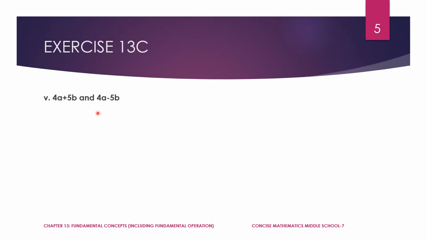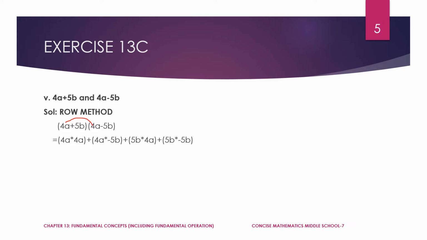Fifth question, here are two binomial expressions we need to multiply. Firstly, using a row method, 4a plus 5b, 4a minus 5b. Even here, you have to multiply 4a. 4a should be multiplied with the first term, and again 4a should be multiplied with the second term. This is the first multiplication you have to do. Next, take the second term, multiply with first, and second term, multiply with second.